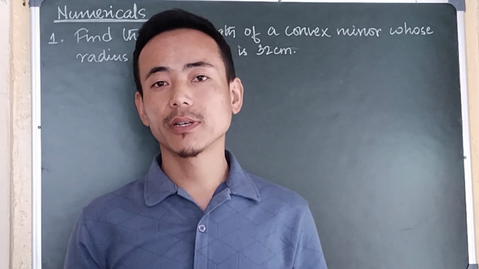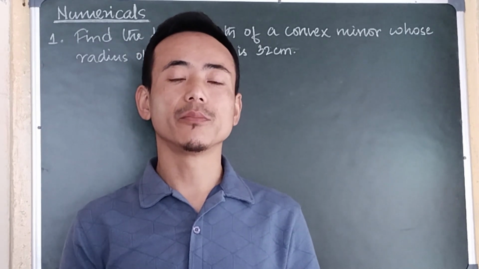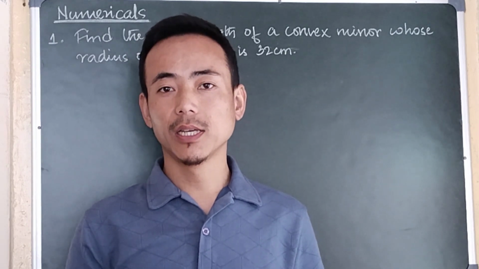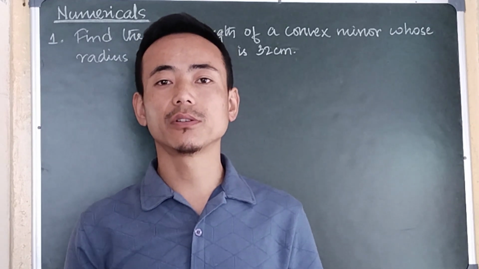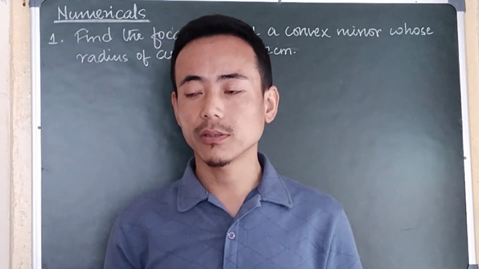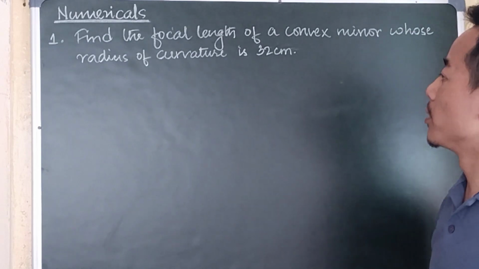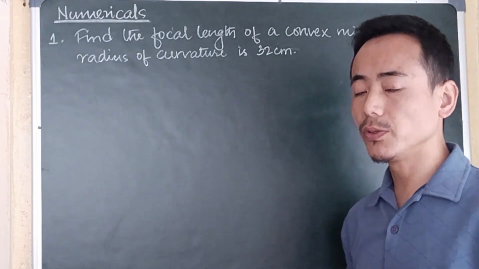So this will be the continuation video for numericals for the topic mirror formula and magnification. So here I have taken the first question, I think which we have not discussed in the previous video. So here you can see the question. Find the focal length of a convex mirror whose radius of curvature is 32 cm.